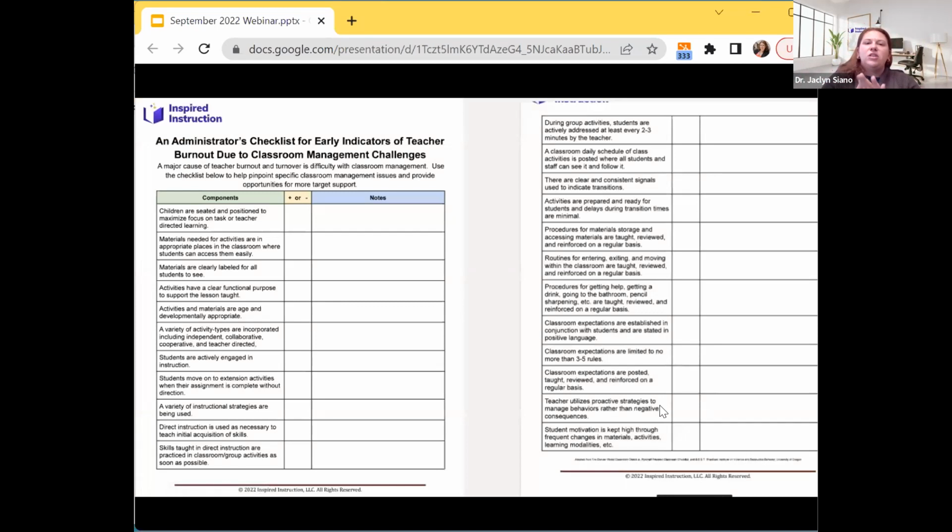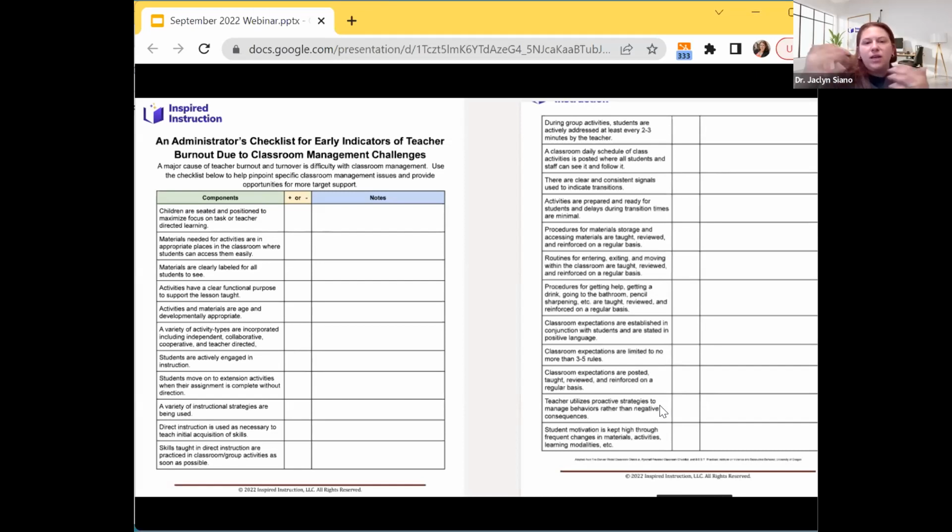And then the last thing I wanted to share with you is the other thing we had created, because we do know that teacher burnout is real, and a lot of it does come from classroom management. We had created this administrator's checklist for classroom management challenges. I think it's equally as effective for teachers, if you want to engage in some self-reflection, some metacognition, and say, okay, if I looked at each of these components having to do with classroom management, where would I rate myself and what could I do better?